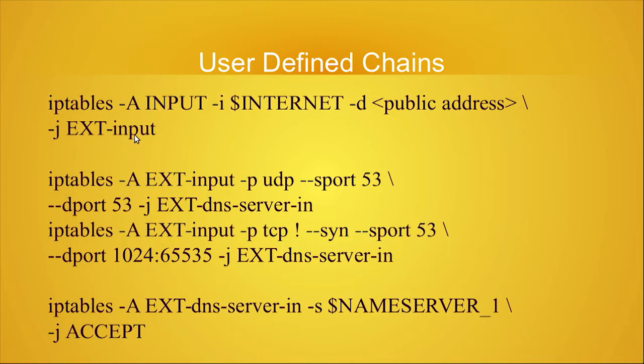So, what I do is, here I add something known as external input. I jump to a chain called external input, and in the external input rule I jump to something known as DNS server, and in the DNS server I put some more rules. So, this is the way I can create user defined chains.